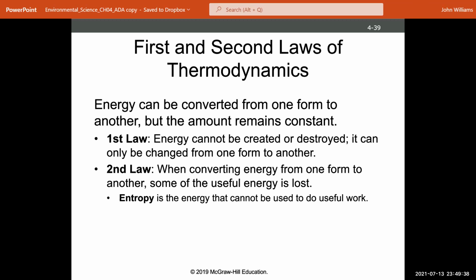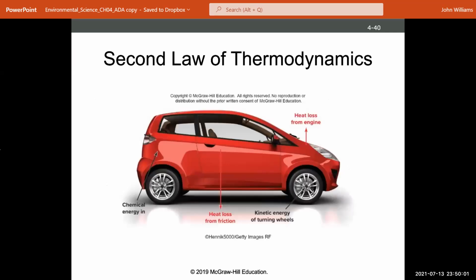The second law says it can be converted, but during that conversion, you get energy lost, and that energy is usually lost as heat, and that leads to an increase in what's known as entropy. So entropy is the energy that's not able to be harnessed to perform work because it is lost as heat. So here we have an image of a car showing that relationship where you have chemical energy in.